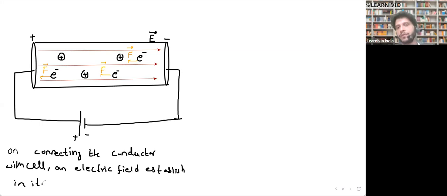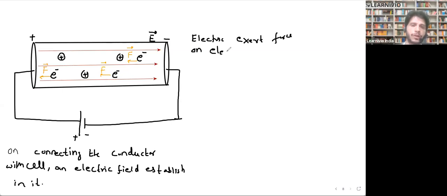This electric field will exert a force on the electron. So the field will exert a force on the electron. And how much is that force? That force is F, which is minus eE. This is the force on the electron. That's my first equation. Is it clear up to equation number 1, Fatma, Amalia? Yes, sir. Any doubt? No.